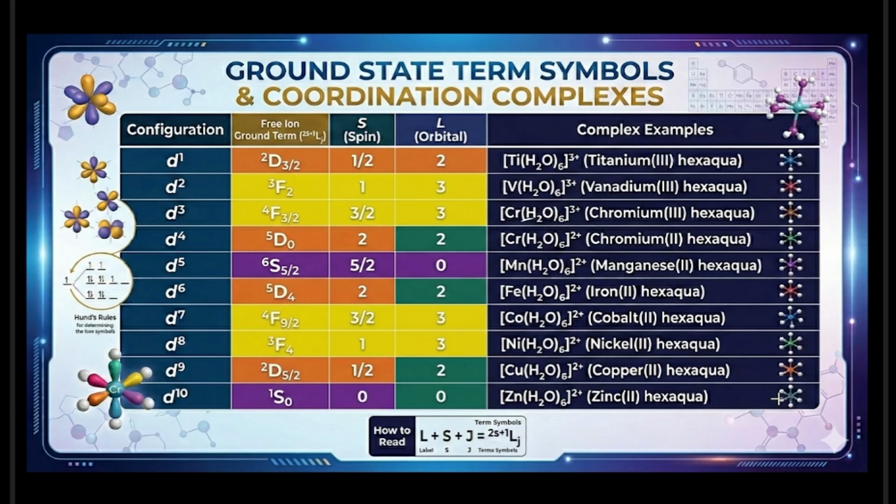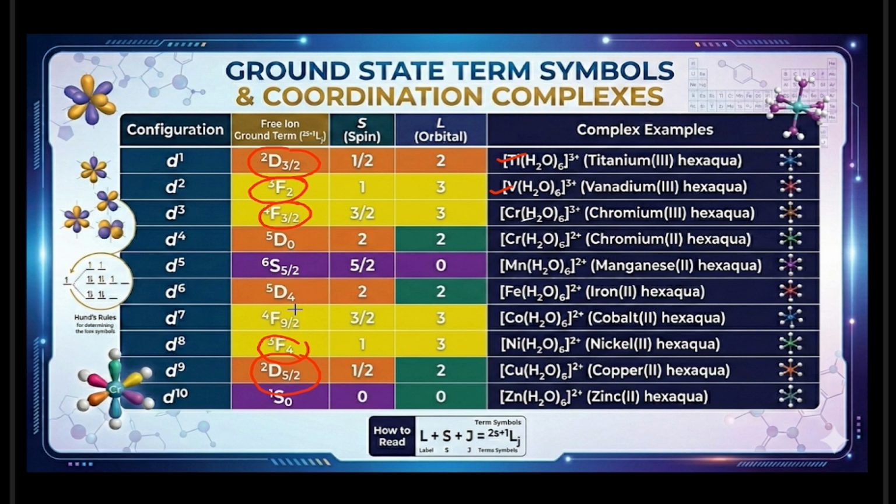So all the 10 ground state term symbols are summarized in this table. That is, d1 is doublet D 3 by 2, and these are a few of the examples. All the examples taken are of aqua complexes, which are weak field, high spin complexes. We can clearly see that d1 and d9 have the same term, only the value of J is different. Similarly, d2 and d8 again have 3F, only the value of J is different.